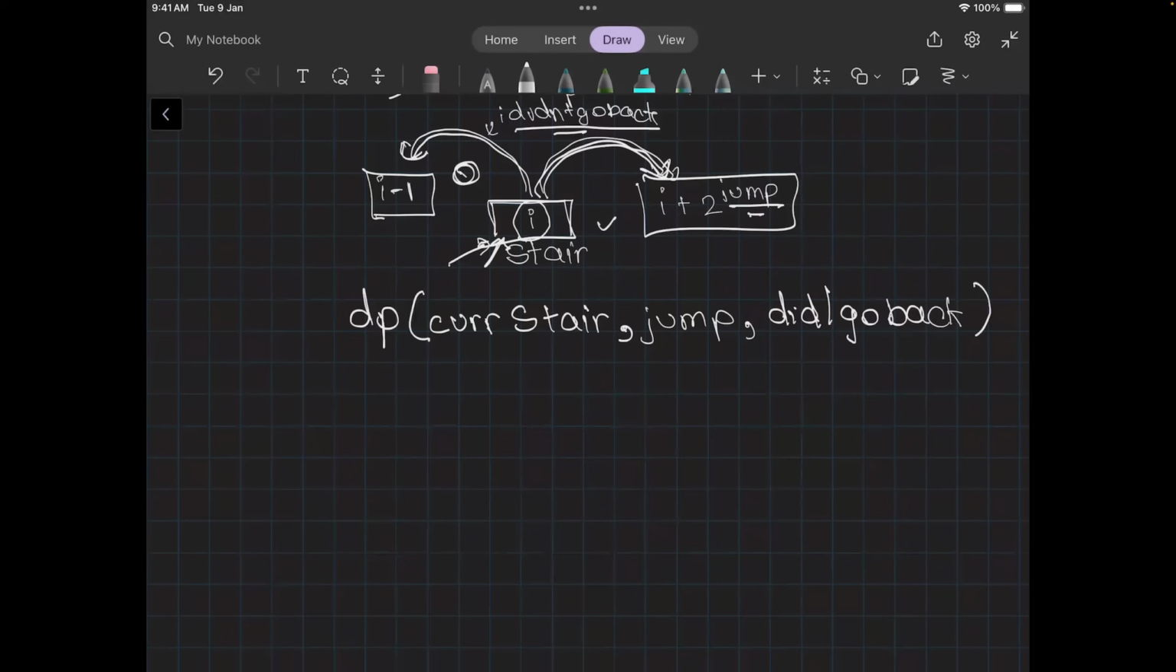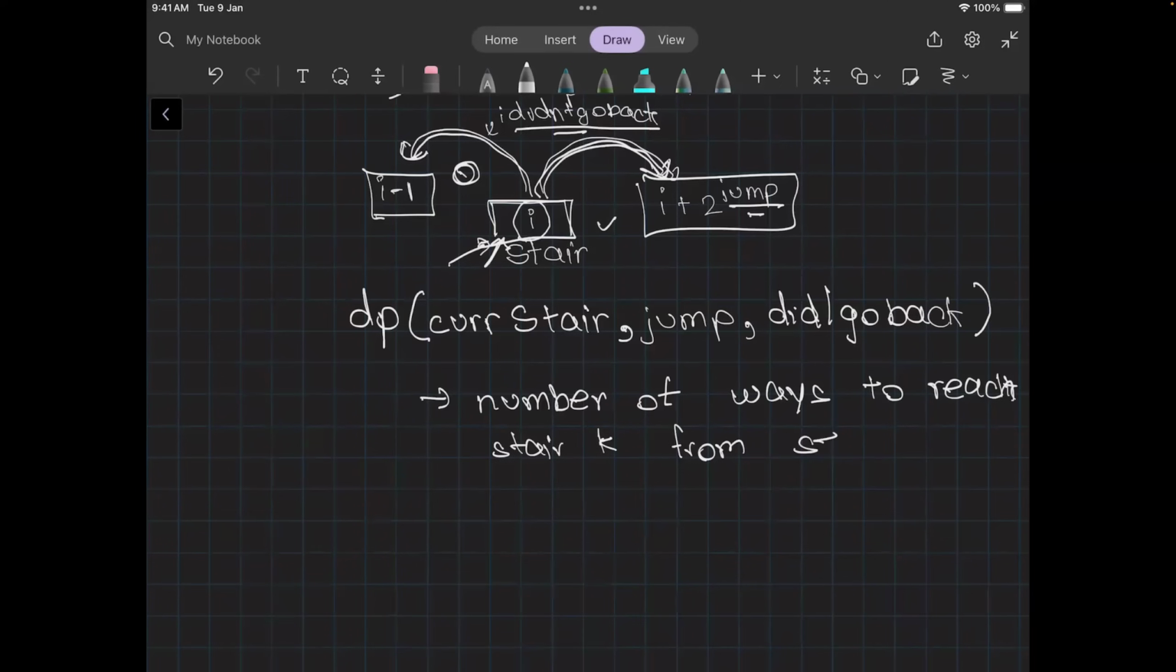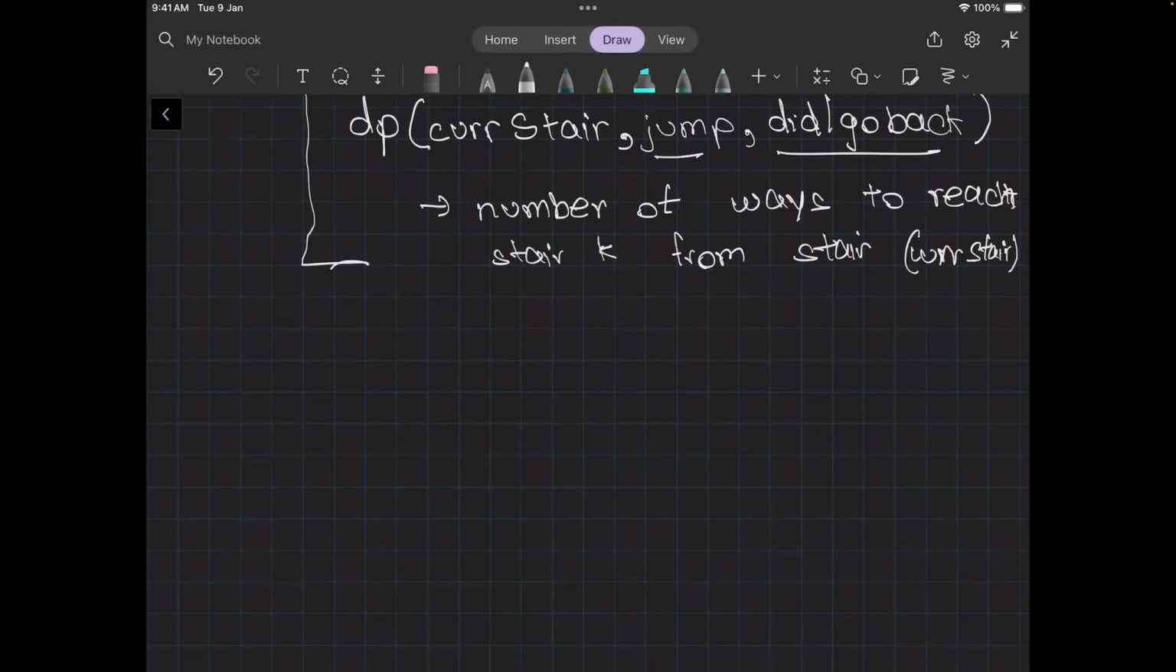So what can I say? dp of current stair, jump, did I go back denotes the number of ways to reach stair k from current stair, with these two constraints, with jump equal to this and did I go back equal to this, right? I hope our state of dynamic programming is clear. We have current stair, we have jump, and we have did I go back. Now, if this is clear, guys, what options do I have?